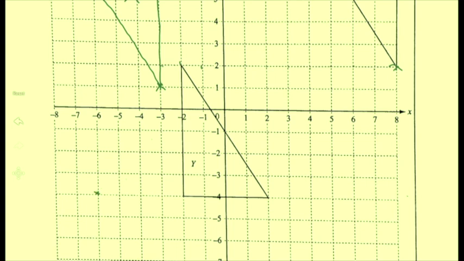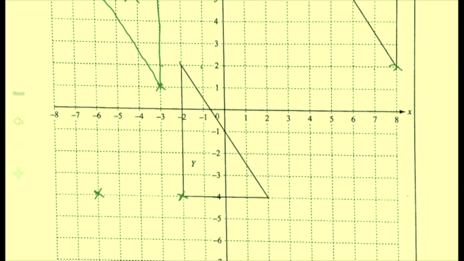Negative 4, so that's your center of enlargement, and the scale factor is half. So a scale factor of enlargement is always the distance of the image from the center of enlargement over the distance of the object. Looking at this point that is negative 2, negative 4, it's only 4 units away from that center there.